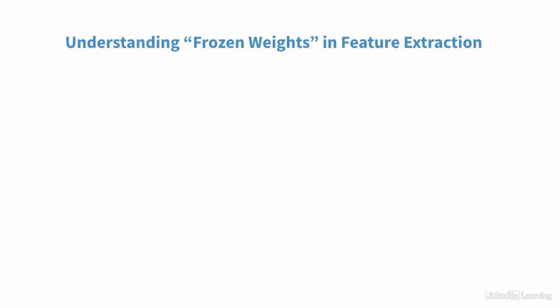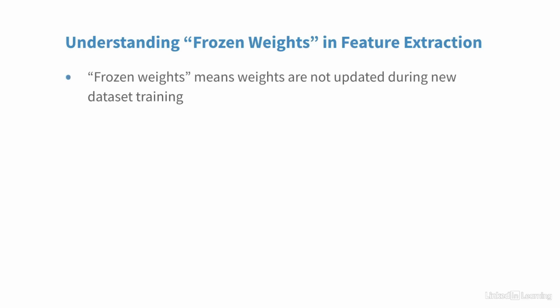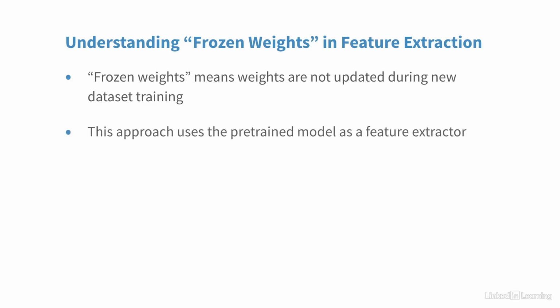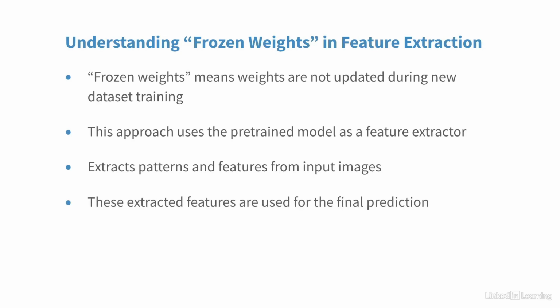So what does it mean when we say that we're freezing weights? Well, when you hear that the weights of a layer or a set of layers in a pre-trained model are frozen, it means that their weights are not going to be updated via backpropagation during training on the new dataset. This approach uses the pre-trained model as a feature extractor, which is extracting patterns and features from the input image that are then used to make the final prediction.